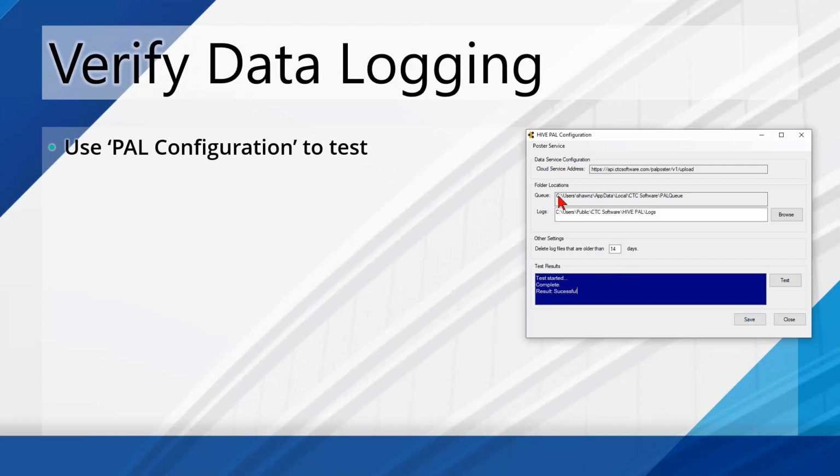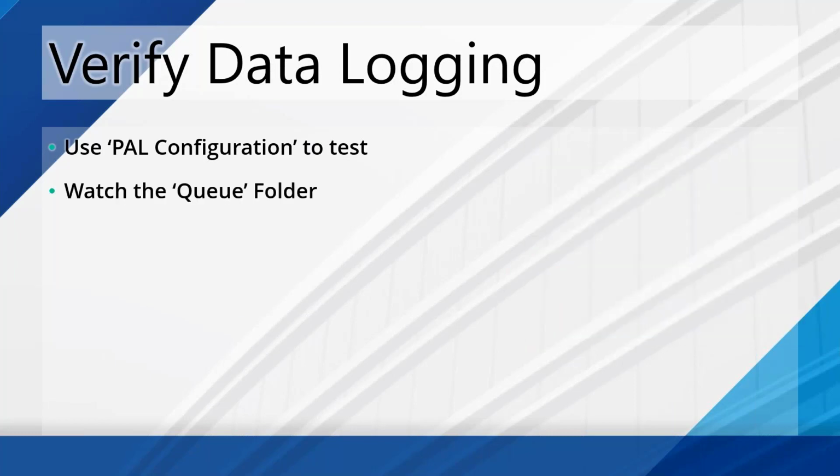Now, one of the things that we probably also can use here is we can watch this little queue folder. In fact, I'm going to advance this forward just a little bit. You can watch the queue folder. And the queue folder is located typically at local app data. It'll automatically make a folder for the end user who's signed in, and it queues up their settings into the CTC software PAL queue folder, specifically the cloud subfolder, because that's what the Hive PAL little toolkit here does.